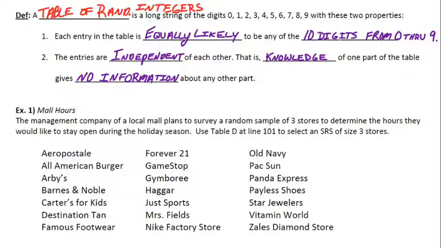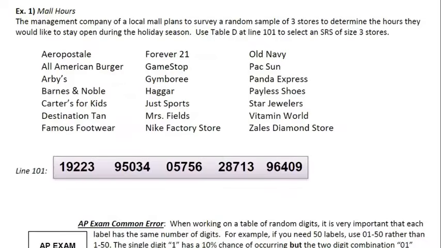Okay, so now let's actually use that random digit table. This example is about mall hours. It says the management company of a local mall plans to survey a random sample of 3 stores to determine the hours they would like to stay open during the holiday season. I don't know why they're going to ask 3, but apparently they think 3 is good enough. It says use table D, which is in the back of the textbook, at line 101, so they're telling you what line to start at, to select an SRS of size 3 stores. I already copied line 101 onto these notes for you, so you don't have to flip to your textbook and table D, even though I'm sure you have your textbook open right now. Listen to these notes.